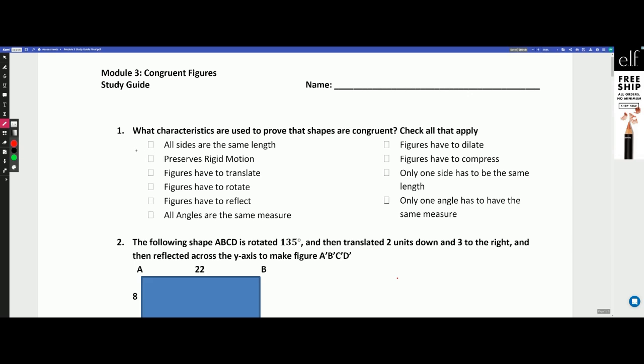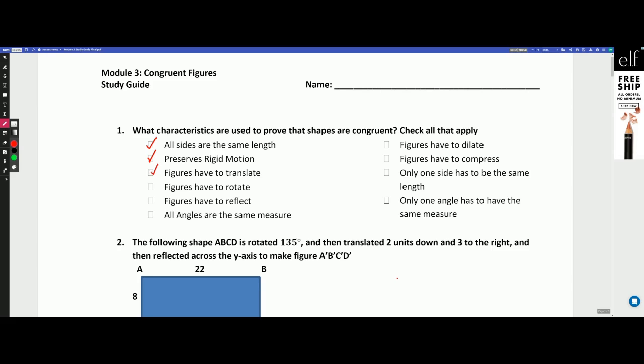All sides are the same length. Well, the corresponding sides are the same, so distance is preserved, I would understand that. Preserves rigid motion, yeah, definitely. Rigid motion: reflections, rotations, translations, definitely. They preserve distance and angles.